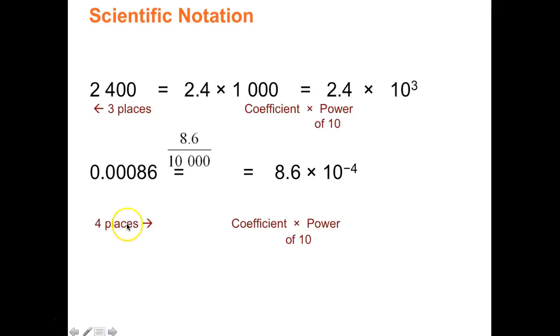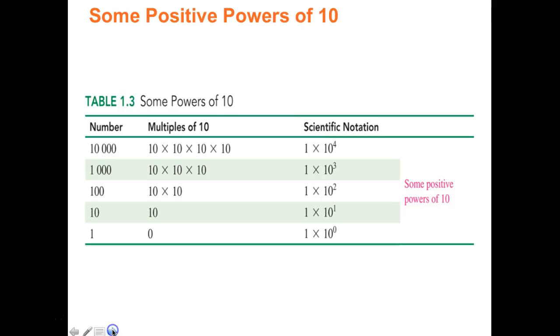If you are converting a number much less than 1 into scientific notation, then you move the decimal point 1, 2, 3, and 4. And remember, the coefficient has to be a number between 1 and 10. So you move the decimal point 4 places to the right, and since the number is less than 1, the exponent is negative. So the power is negative: 8.6 times 10 to the power negative 4.